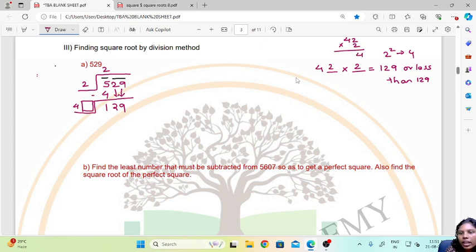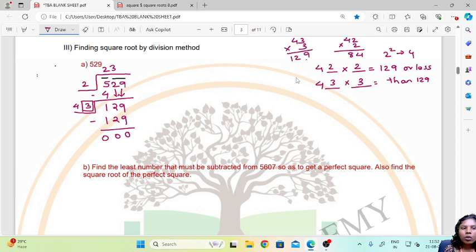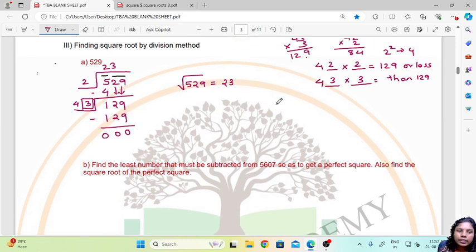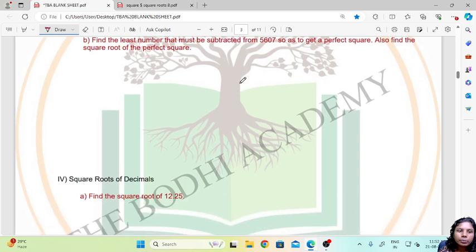2 2s are 4 and 4 2s are 8. So no. Now instead of going on doing this, you have to continue to do this actually. So you have 3 into, you do 3. So 43 into 3. So 3 3s are 9 and 4 3s are 12. Okay, so we have got a number. So we'll put here 3 and here we'll get 23. So 129. This is 0 0 0. So the square root of 529 is 23. Okay, so in this method you can find the square root of a given number.